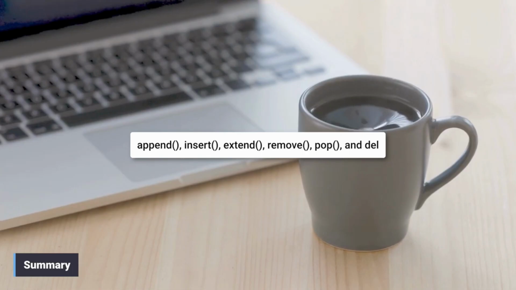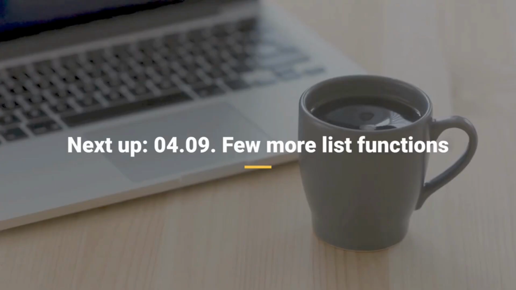To summarize, use append for the end, insert for a specific spot, and extend to merge lists. Use remove to delete by value, pop to delete by index and retrieve the item, and the del keyword to remove by index or slice. We've covered the core manipulation methods.